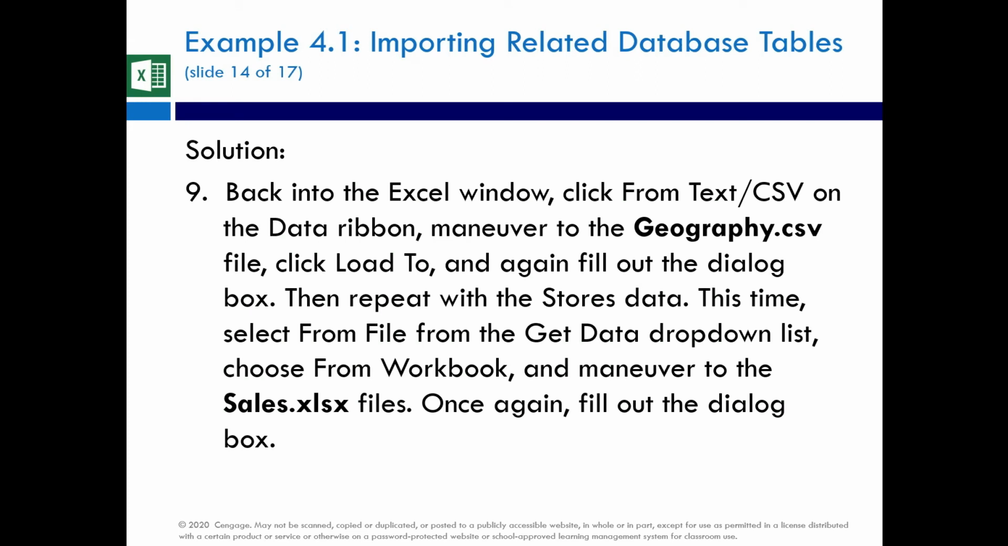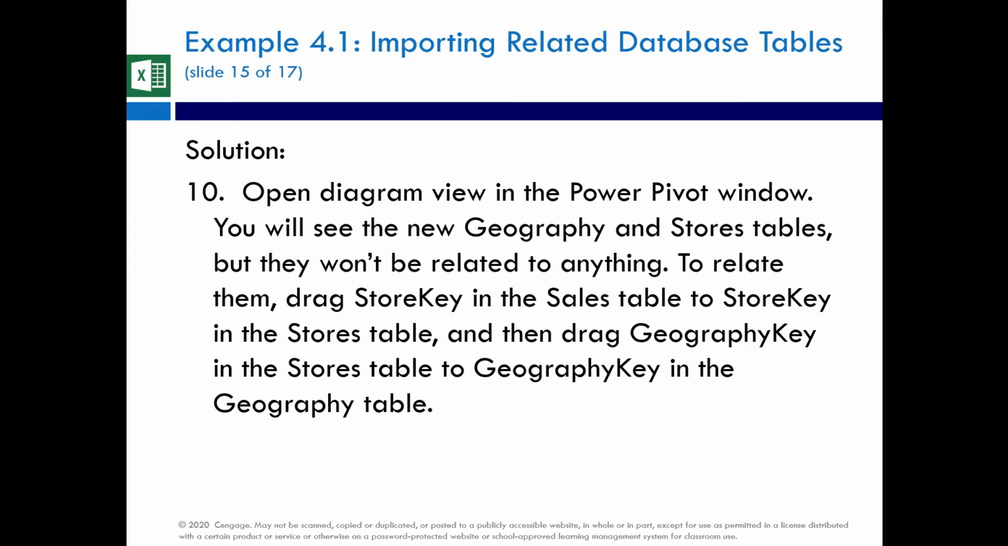Back in the solution, back in the Excel window, click From Text/CSV. On the Data ribbon, maneuver to the geographic CSV file, click Load, and again fill out the dialog box. Then repeat this for the stores data. This time select From File from the Get Data drop-down list, choose From Workbook, and maneuver to the Sales Excel file. Once again, fill out the dialog box.